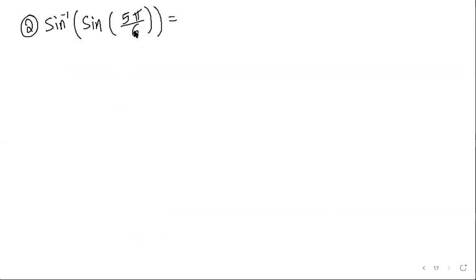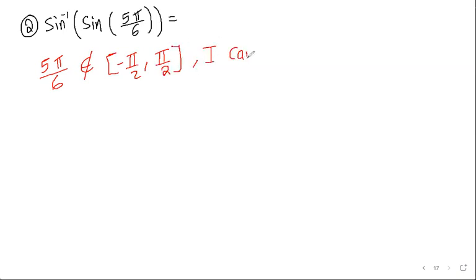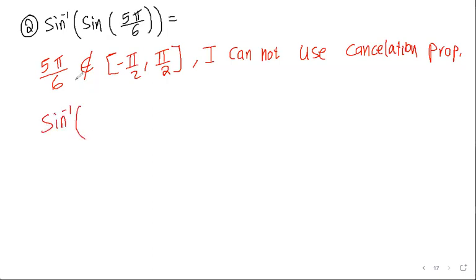So 5 pi over 6 does not belong to the interval from minus pi over 2 to pi over 2. So I cannot use the cancellation property. I have to use my way to check. Sine of 5 pi over 6, I have to do it manually without the cancellation property.